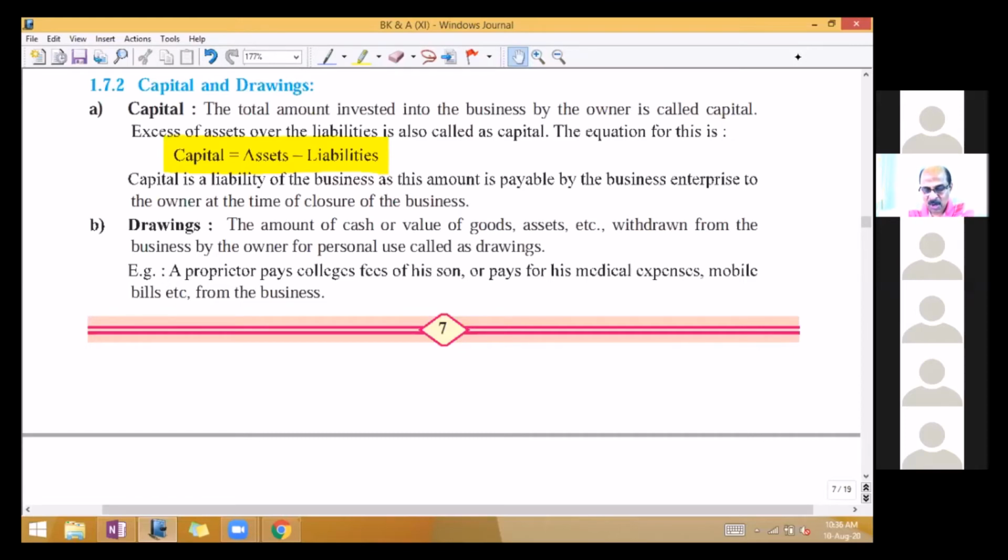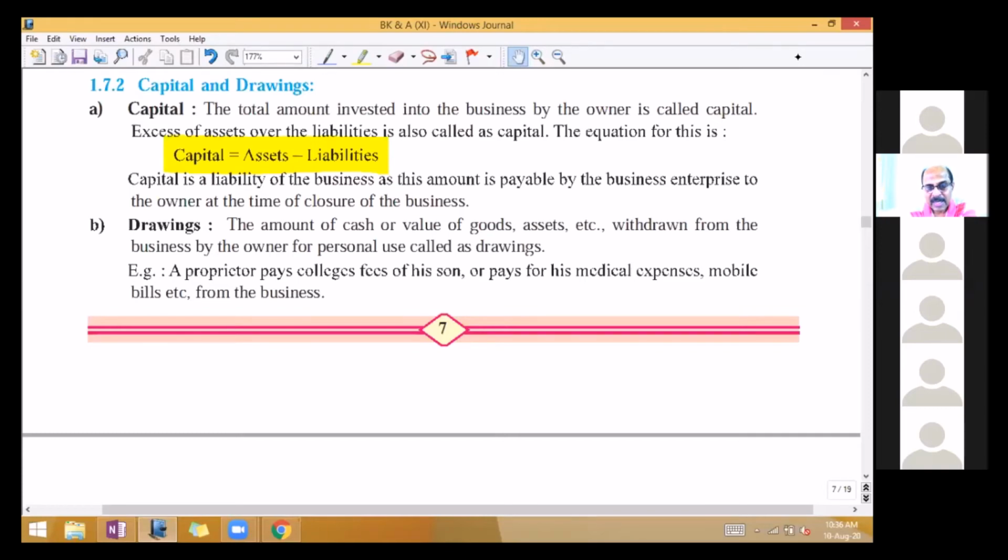Students, I pay fees of my son of the school. Drawings. Why did you say drawings? Because I used it for my personal use. Yes, personal use. Okay, then I pay rent of the classroom. Expenditure.